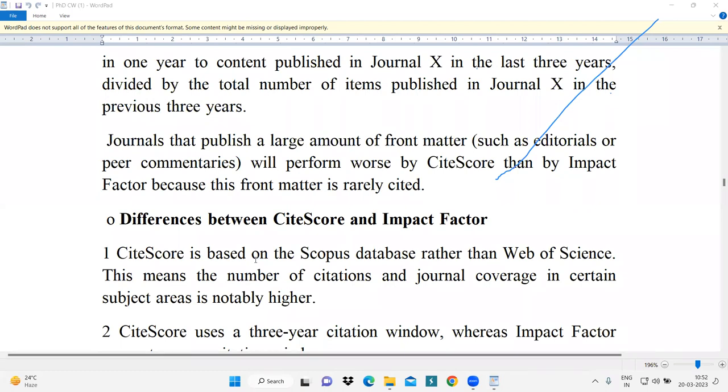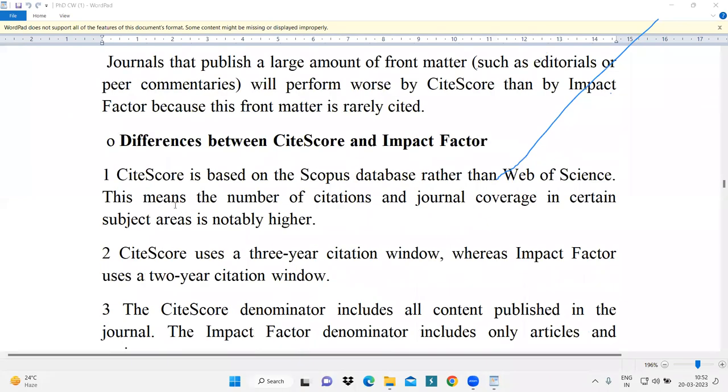And when we are coming to the H index, that will tell you the more and more articles you publish, the more the H index will go. Difference between the cite score and impact factor.